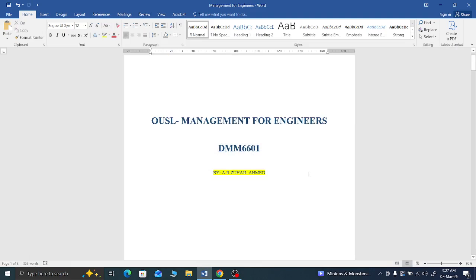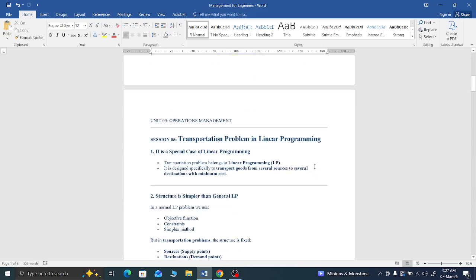So today, what I am going to discuss with you all is about the Management for Engineers subject in our Open University of Sri Lanka. There is a unit called Unit 5 and also some other units. In Operation Management Unit 5, Session 5 is the transportation problem in linear programming, right? So we can discuss linear programming.